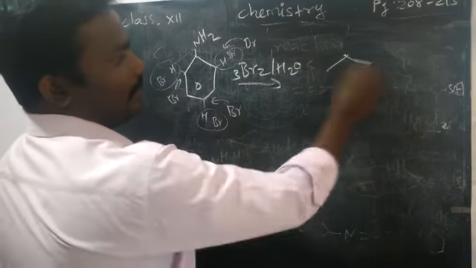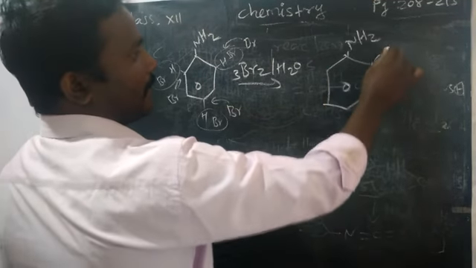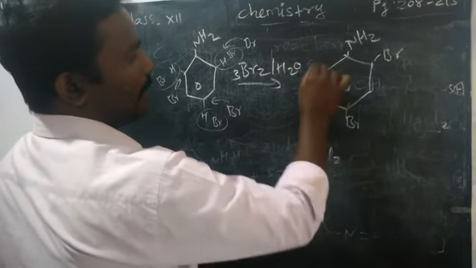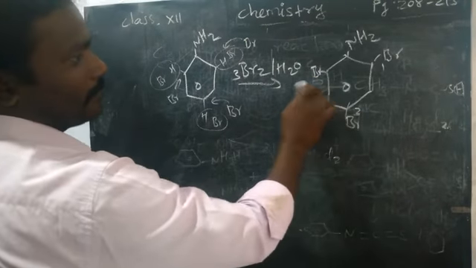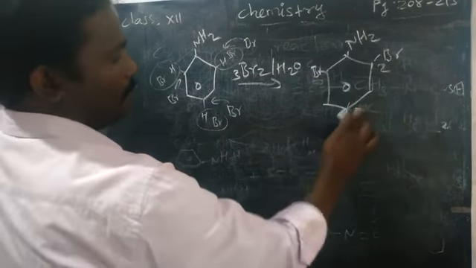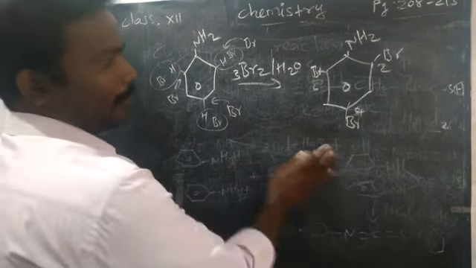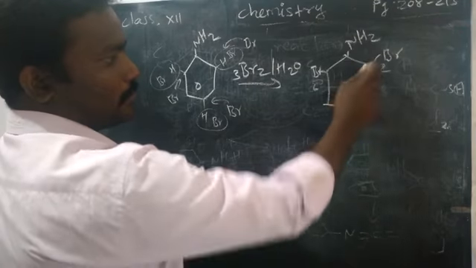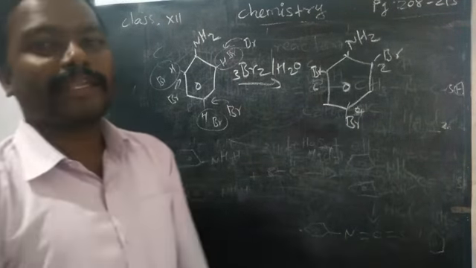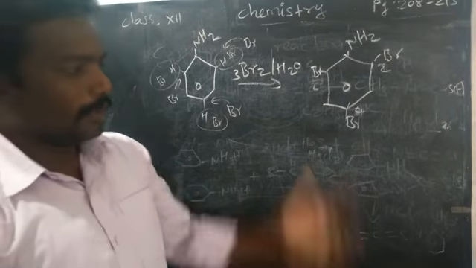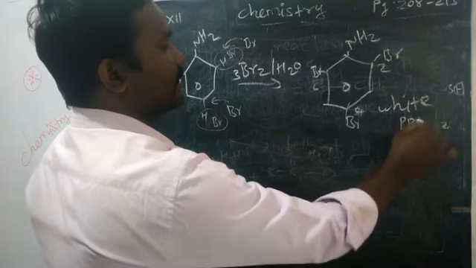So we will get tribromoaniline. What's the name of the product? So 1, 3, 5. Sorry. 2, 4, 6 tribromoaniline. What's the name of this compound? 1, 2, 3, 4. So 2, 4, 6 tribromoaniline. It will form white color precipitate. Okay. So the precipitate also they will ask. It will produce white color precipitate.